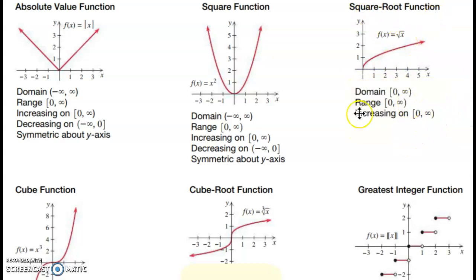The square root function. Notice its domain. It's the first one where the domain is not all reals anymore. 0 to infinity is all you're allowed under the square root, and as a result, the only y's we get are from 0 to infinity as well. It's increasing from 0 to infinity. There is no decreasing. There is no symmetry. Okay, just some things about the square root function.